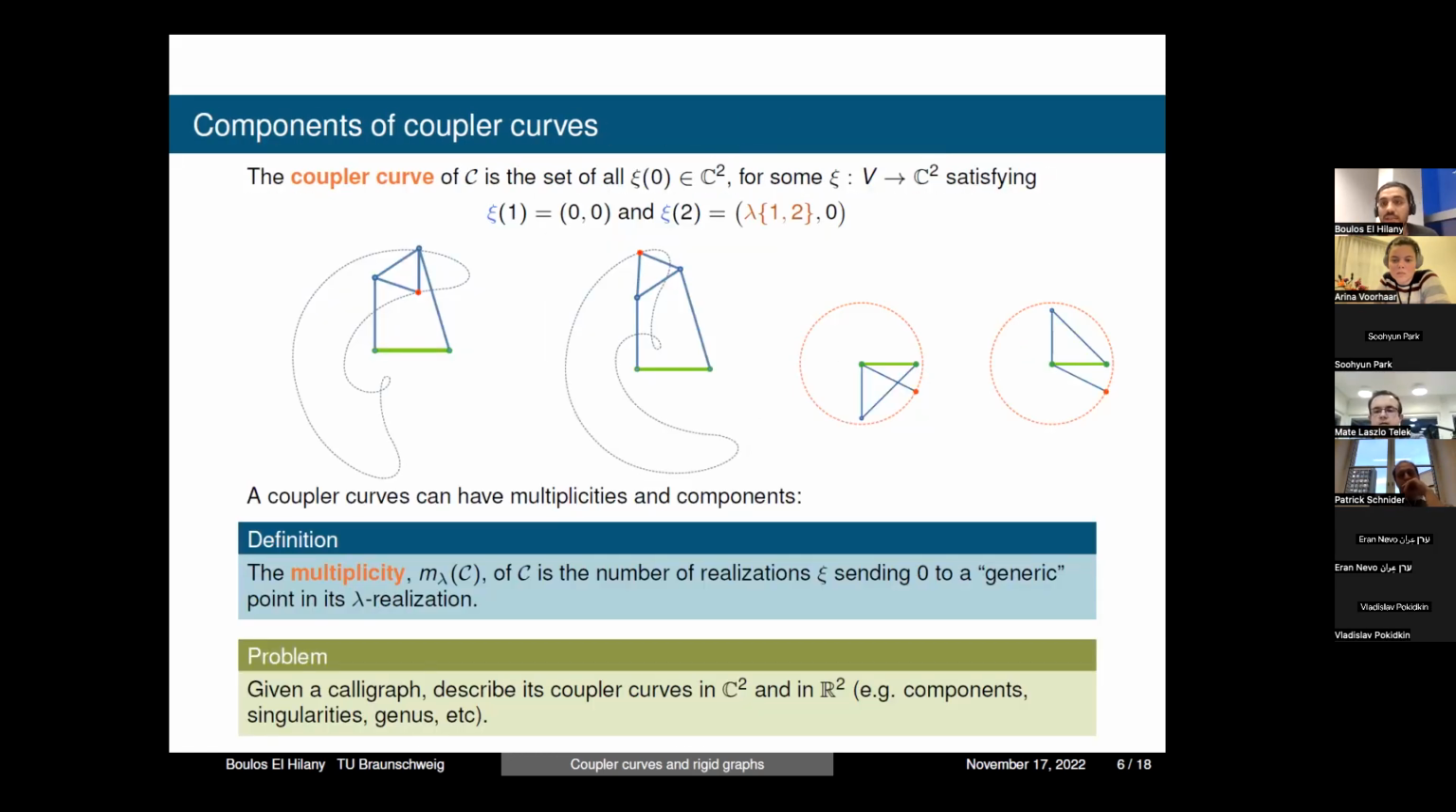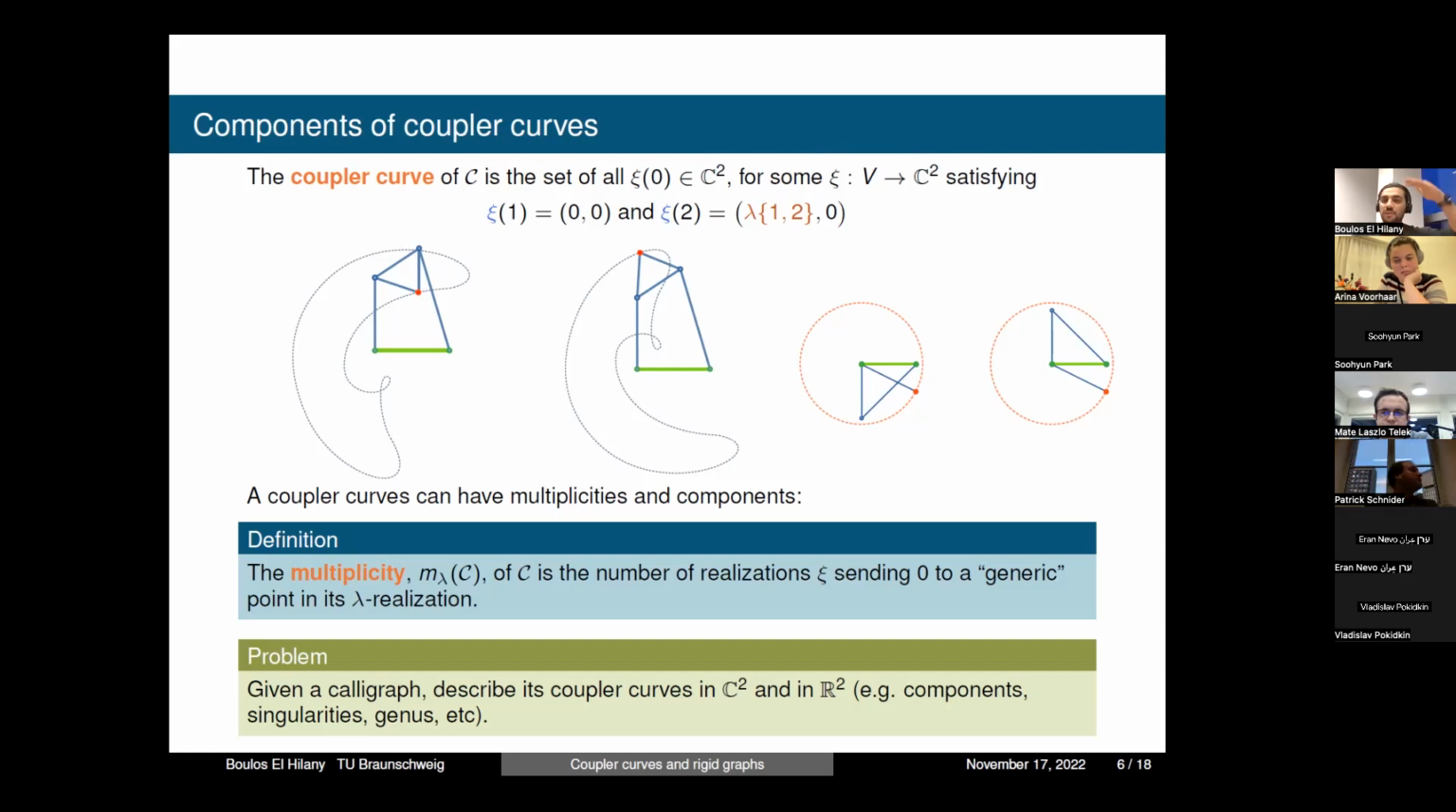Sorry, can you say in which space we consider this curve? These are in C², in C squared. Right. So the number of reducible components and their multiplicity in C² we consider. Yes. Okay. So how do we find those curves?